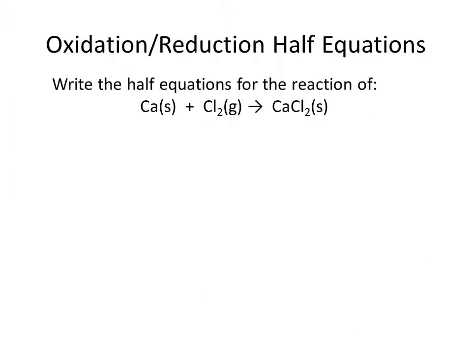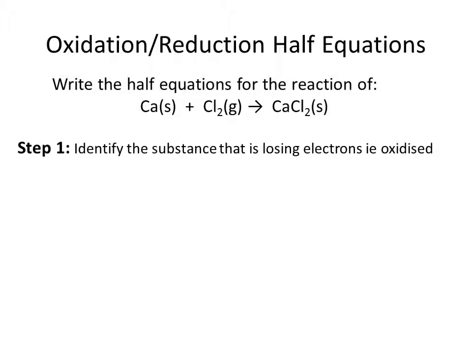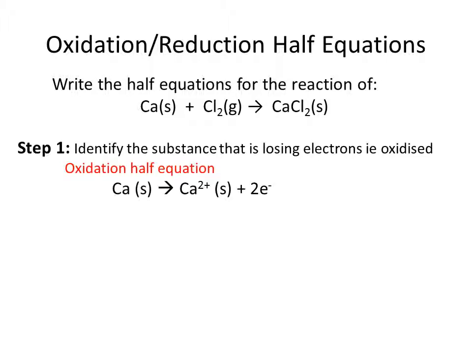So can we write the half equations for this reaction? The first step we need to do is to identify the substance that's actually losing the electrons, or being oxidized. If you look at this, we can see that calcium is a neutral metal, but when it's combined in calcium chloride it's going to have 2 positive charges, so this one must be the one that's losing electrons. So this one must be in our half equation for oxidation. So calcium forms calcium 2+ and 2 electrons.